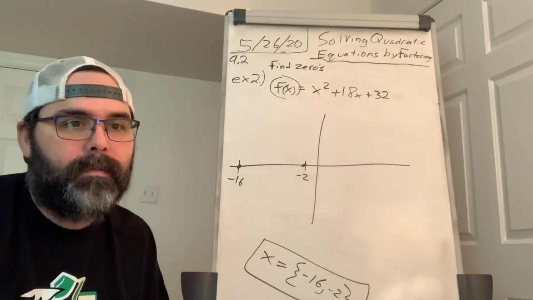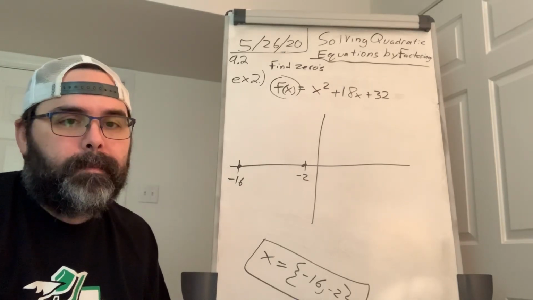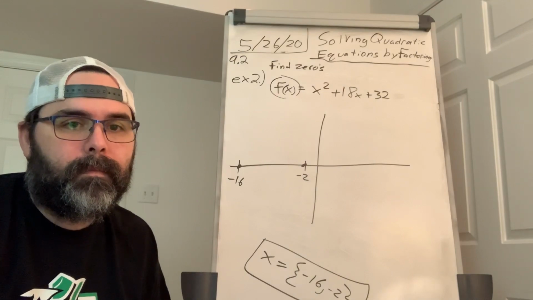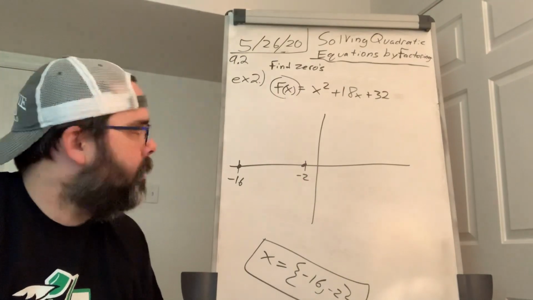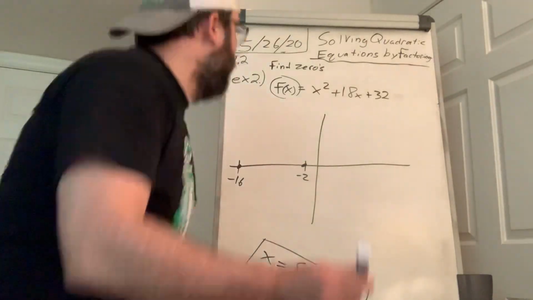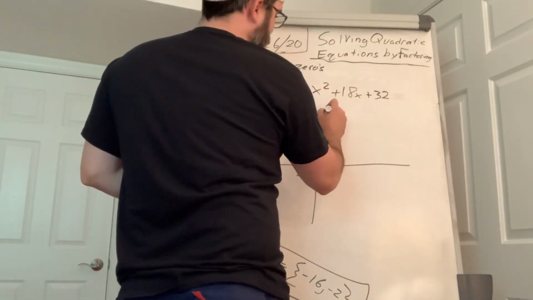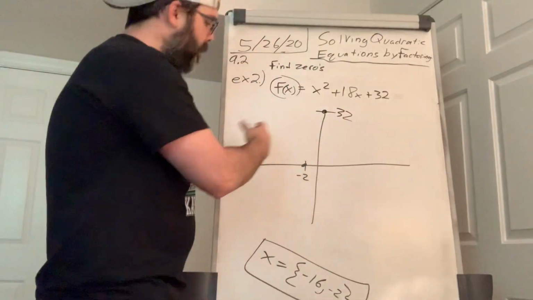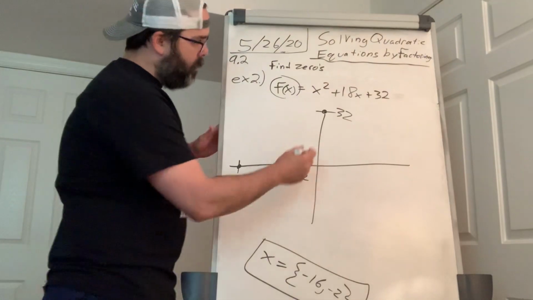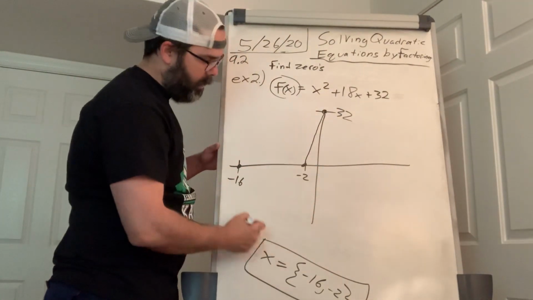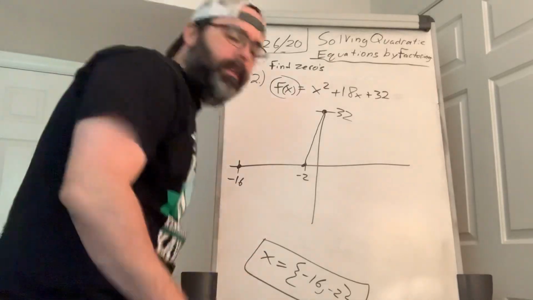Not 0. 32. Good. Remember, the y-intercept is the c. All right, so the y-intercept is way up here. I'm just going to put it here and call this 32, even though it's not accurate. Now, how do I find my vertex? I know my function is going to look something like this, but how far down am I going to go?